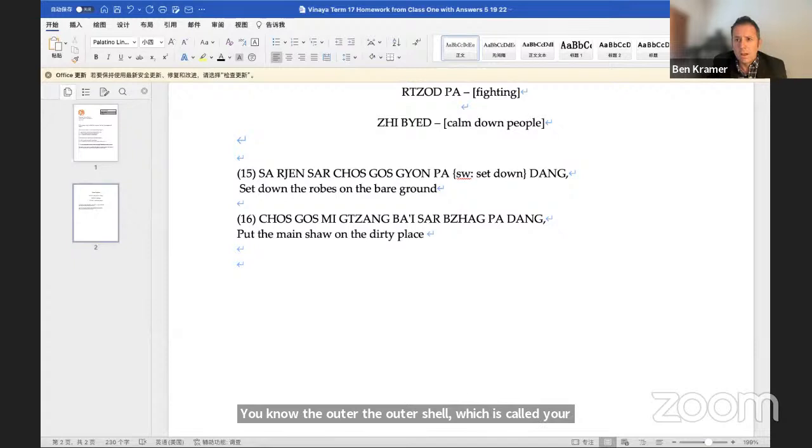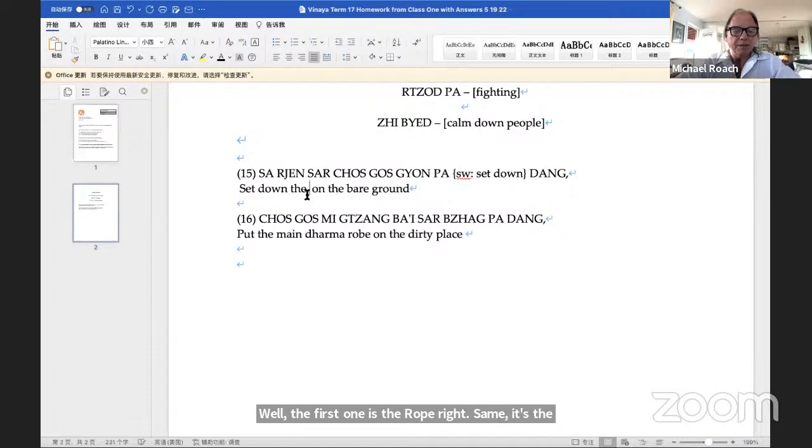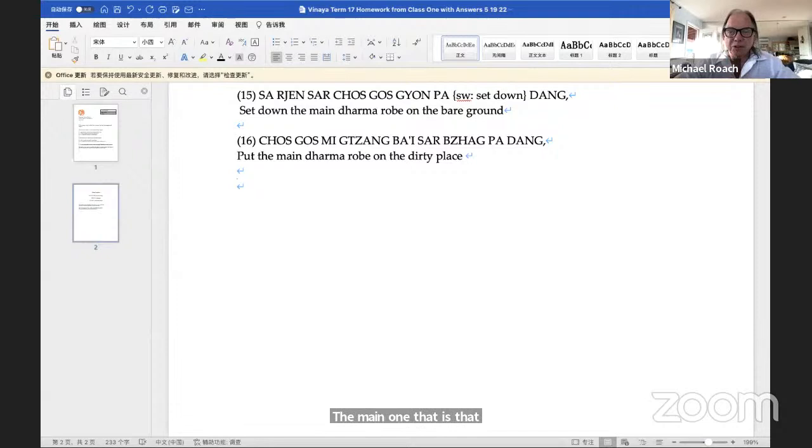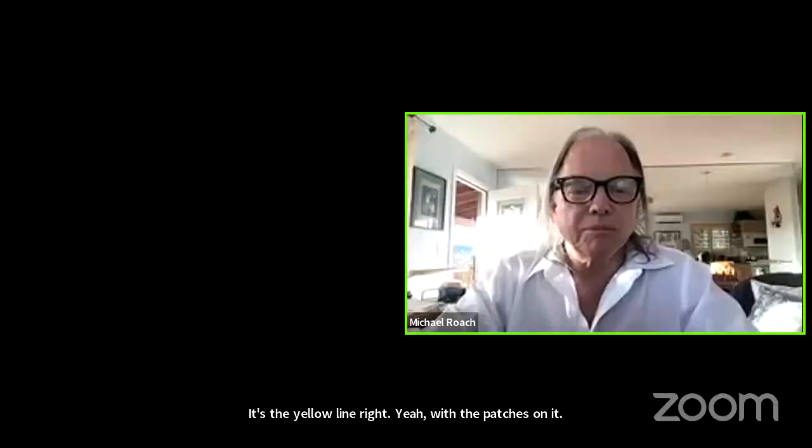What's the main dharma robe? Yeah, I think it's easier here. But the first one is the robe, right? Same. It's the same thing. Main dharma robe. Cool. Thank you. That's the main one that shows that you're a monk or a nun, right? Oh, it's the yellow one, right? Yeah, with the patches on it. Good job. Good homework.